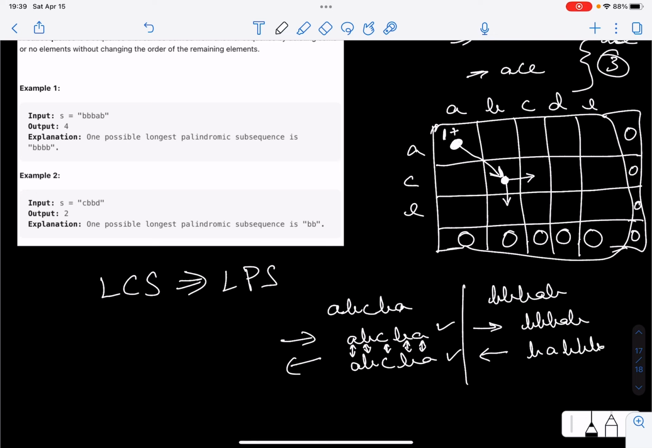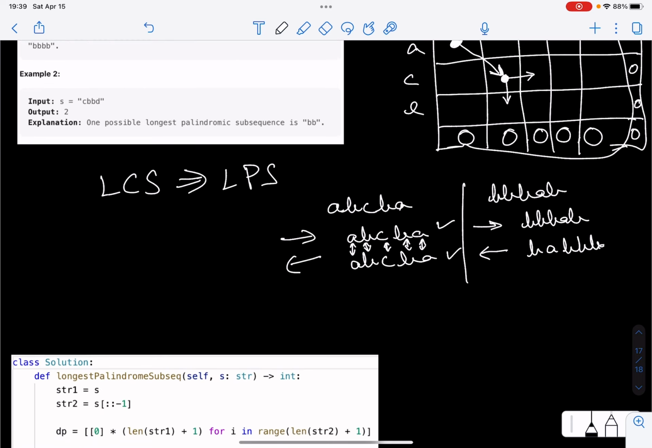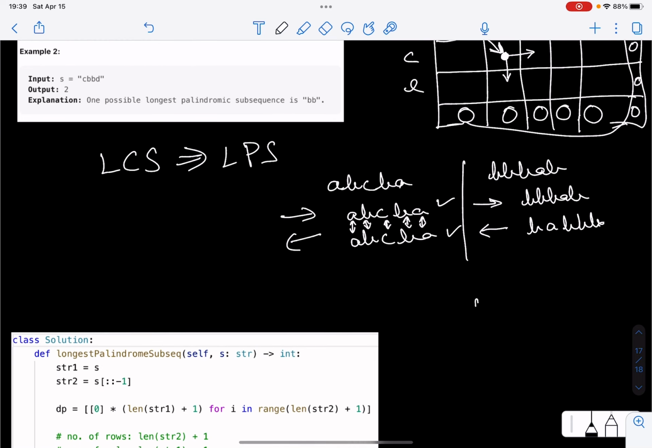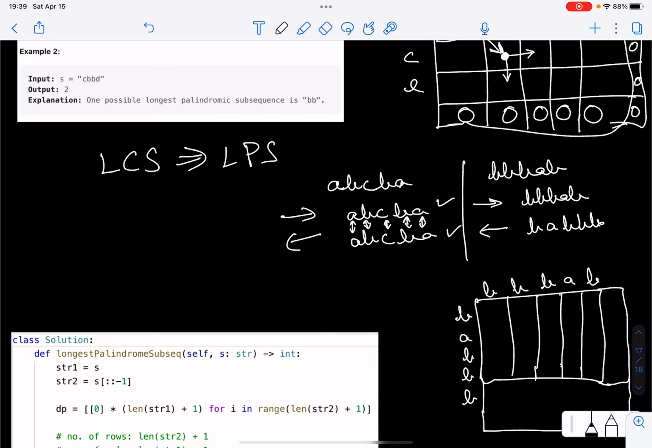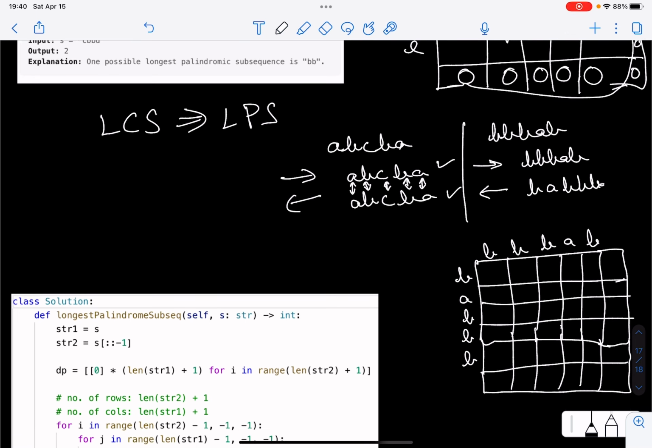So now if we translate this to a grid, we essentially get BBBAB over here, something like this, and we get BABBB over here, something like this, and then we can just draw these rows and columns like this, and yeah, that's it.